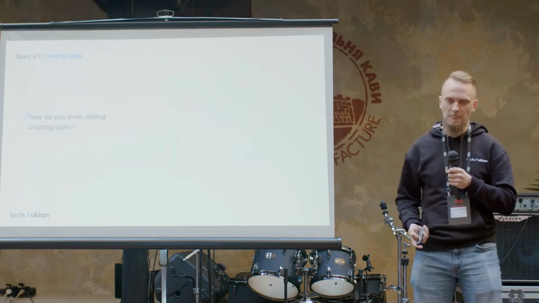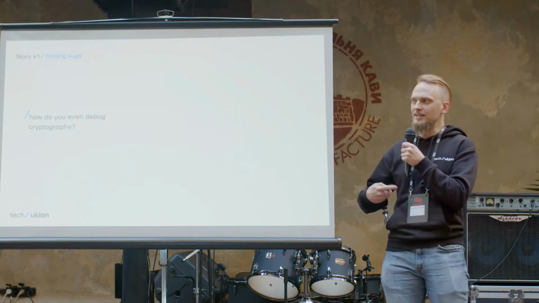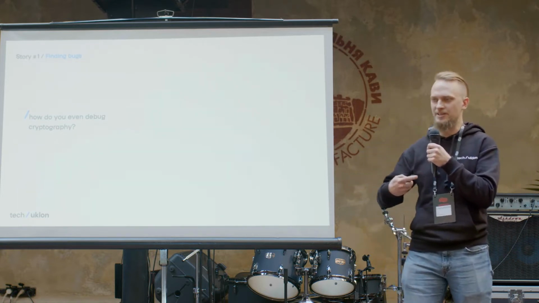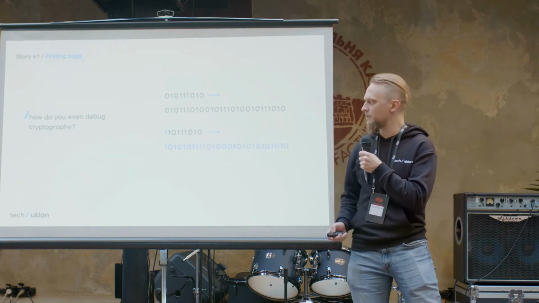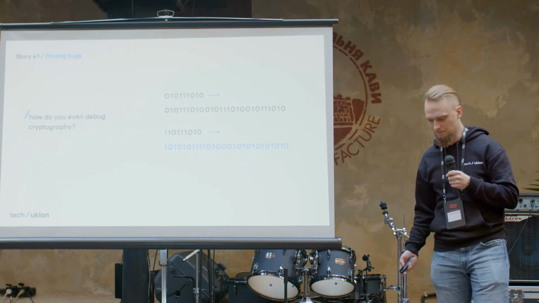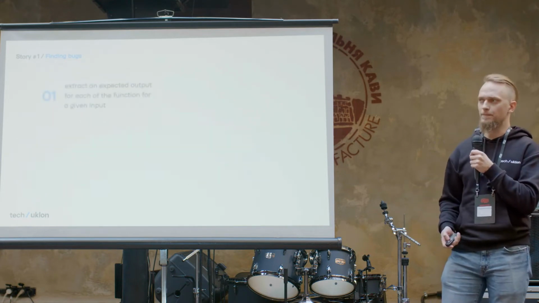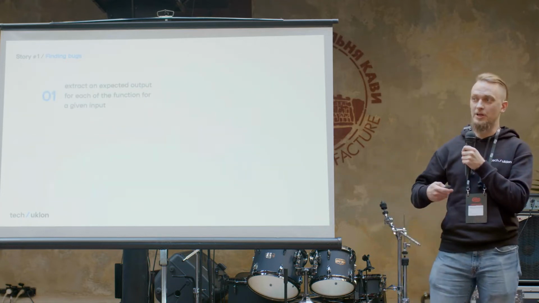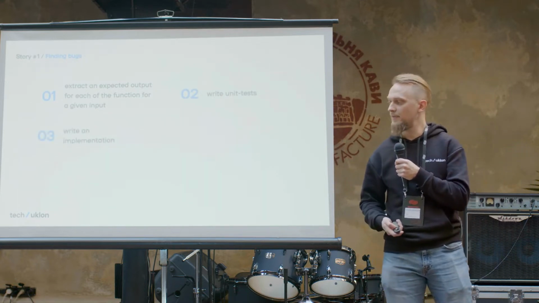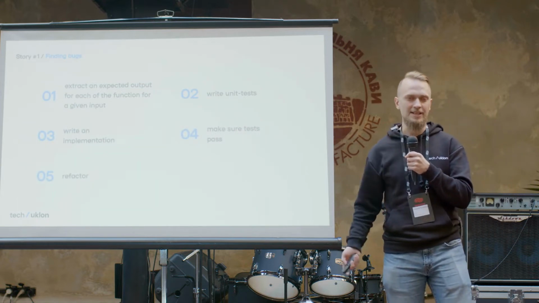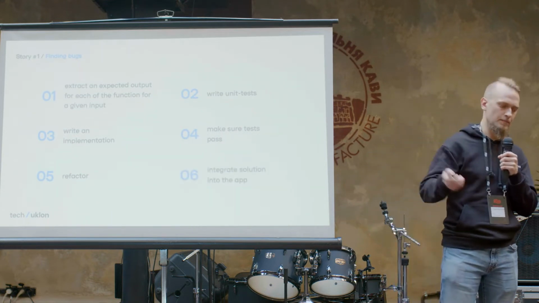If you think about it, how do you even debug cryptography? The whole point of a good cryptographic function is that it makes it unguessable what is wrong in an input based on output. So even if a single bit is changed in an input, the output should look unrecognizable. Thus, not having much choice, we ran the Java code, saw what output it produces for a given input, and based on that, we wrote our unit tests. Then we wrote an implementation and made sure tests pass. Here we had a chance to refactor a little bit and integrate whatever we ended up with into the app.